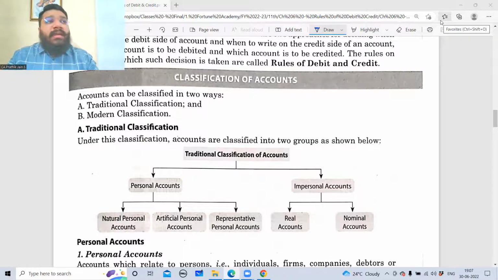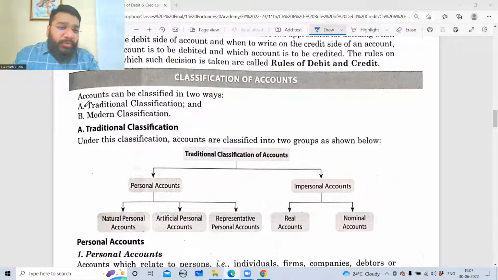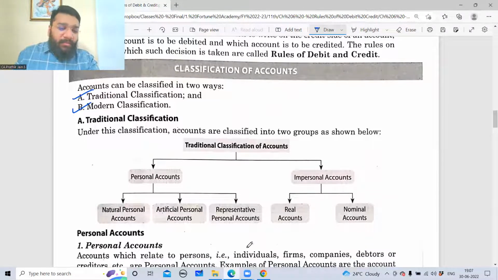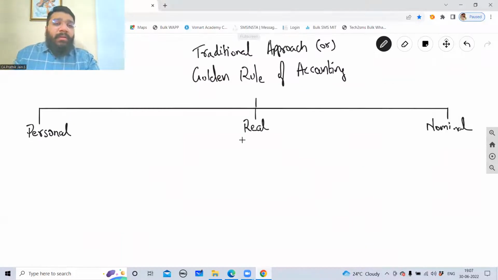So the question is, sir, how do we know what should be debited? How do we know what should be credited? For that, two rules have been proposed. One is the traditional classification rule, also called the golden rule of accounting. And second is modern classification, also called the accounting equation approach. Last class we discussed the traditional classification, where we learned that any account, you'll be able to classify under personal, real, or nominal, right?